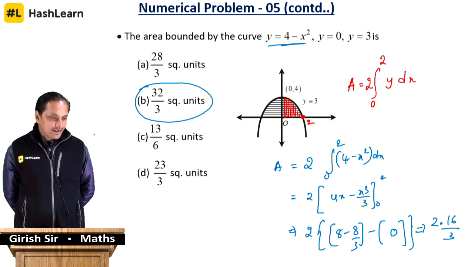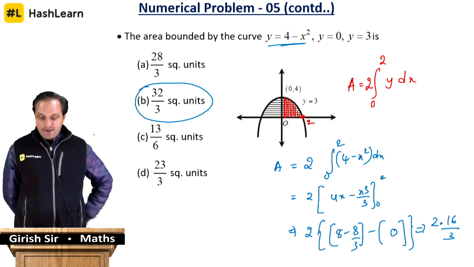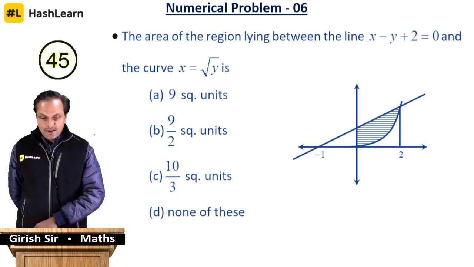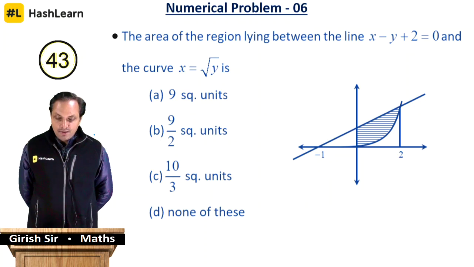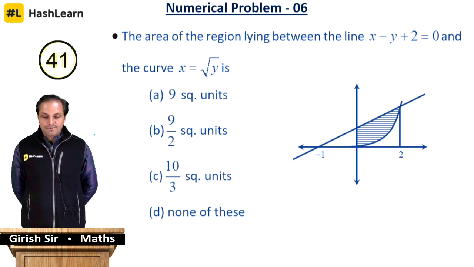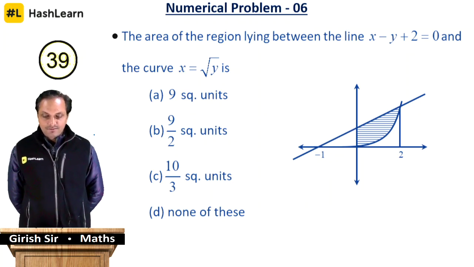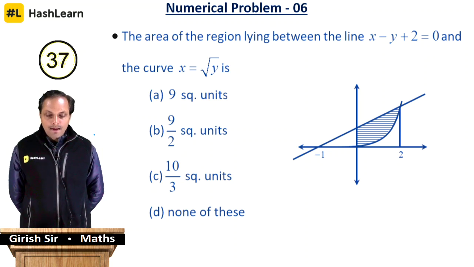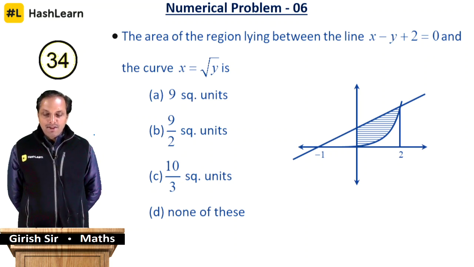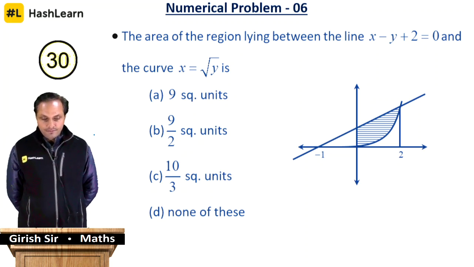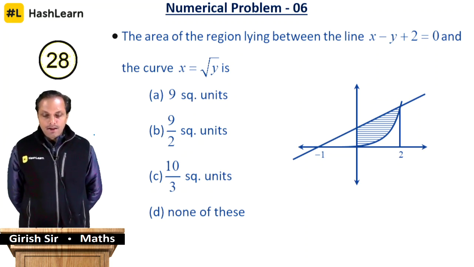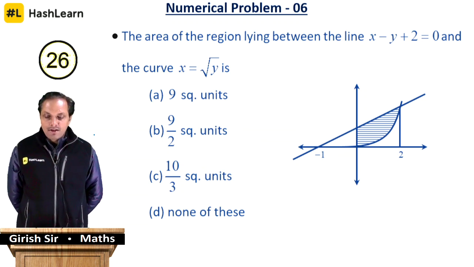Chalo, let us get ready for the next question. Next is numerical 6 here. What is your answer for this? Area of the region lying between the line and the curve.